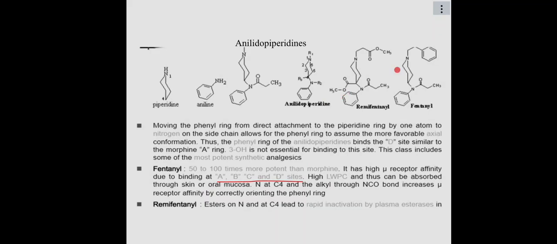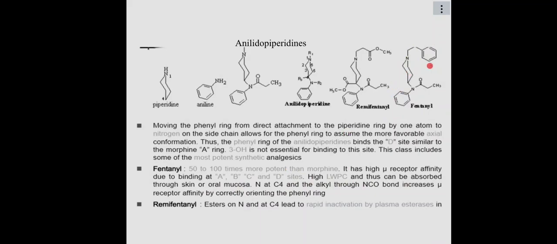When you look at fentanyl, please do be reminded of this group there. That big group there is able to bind the A site. On proper arrangement of this molecule, this is able to bind the D site. Of course, it still retains the hydrophobic area, which is in the piperidine ring, able to interact with the B site. And then it still has the anionic site, so it is able to interact with all the parts of the receptor, including the A site, which morphine does not interact with. It also has a high lipid water partition coefficient, and thus can be absorbed through the skin or oral mucosa.